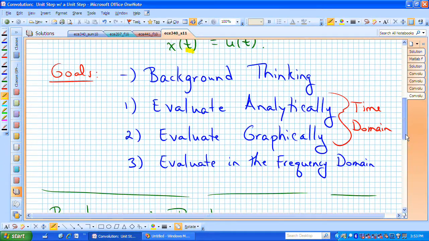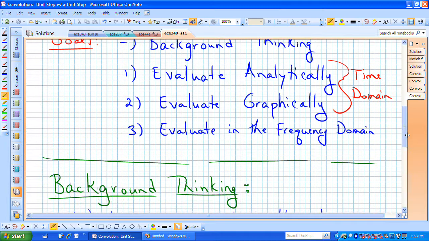What I want to do in this video is really address four different things. First is some background thinking about what's going on. Then we will solve this concept three different ways. We'll do it in the time domain on the first two, where we will evaluate the convolution integral analytically. Then we will evaluate that same integral graphically. And then in the third procedure, we will do it not in the time domain, but in the frequency domain.